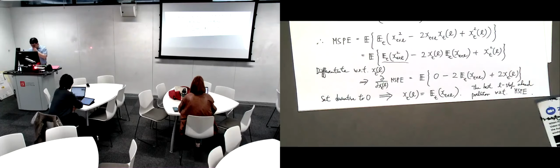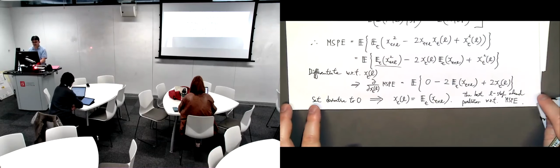So that is how we derive the best forecast. As long as you have the ability to calculate these conditional expectations, then you will know the best L-step ahead predictor. Now X_{t+L} can be a very complicated time series. It doesn't matter, if you can calculate this conditional expectation with information up to time t, then you are fine.